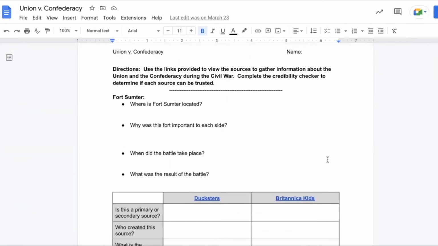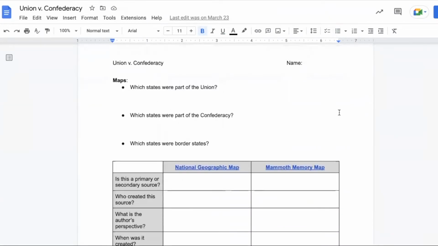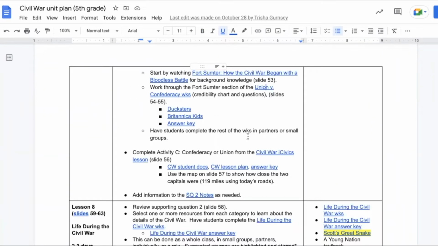On the Union versus Confederacy worksheet, this is where students will capture information about the battles and figure out if the sources are credible. This continues on with maps about which states were part of the Union and which were the Confederacy. You also have some learning on border states. Activity C from the Civil War iCivics lesson lets you take a look at the locations of the capitals for the Confederacy and the Union. It's pretty interesting that they're only 119 miles apart using today's roads.